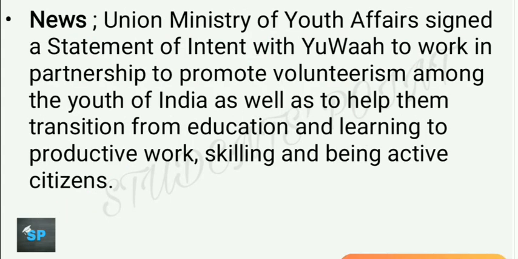And it was in news because the Union Ministry of Youth Affairs has signed a statement of intent with UVA to work in partnership to promote volunteerism among the youth of India as well as to help them transition from education and learning to productive work, scaling and being active citizens.